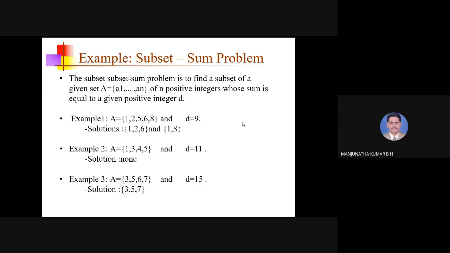Let me take one more example. Here I have {1, 3, 4, 5} and d is 11. I'm not able to generate any correct subset whose sum is equal to 11. You can try. Let me take another example: {3, 5, 6, 7} and d equals 15. There exists one solution, {3, 5, 7}. When I add 3, 5, 7, the sum is equal to 15. So this is the problem: for a given set of elements, we have to generate the subsets.